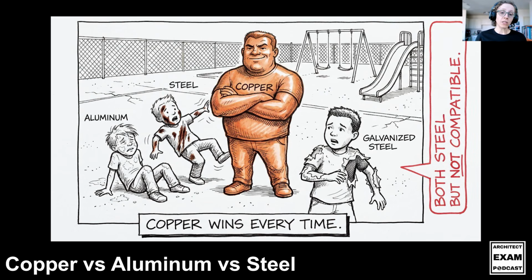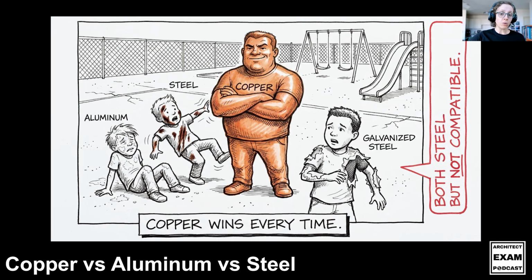All right, now let's walk through the real-world metal combinations that cause the most problems. And I'm going to warn you right now, there's a recurring villain in this section, and that's copper. Copper is the bully of architectural metals. It sits high on the galvanic series, it's widely used, and it beats up almost everything it touches. So let's start with copper and aluminum.